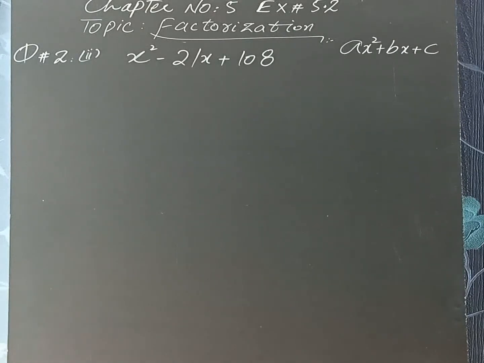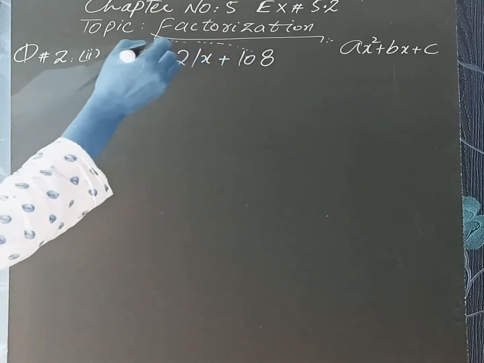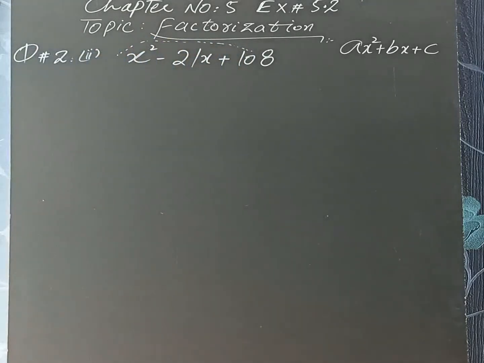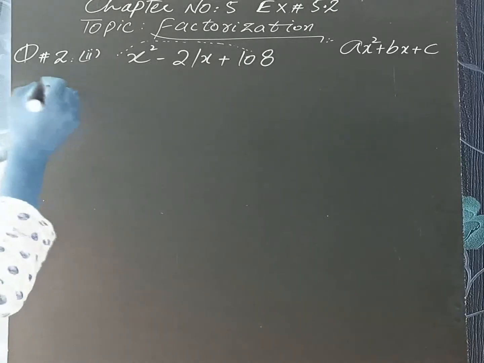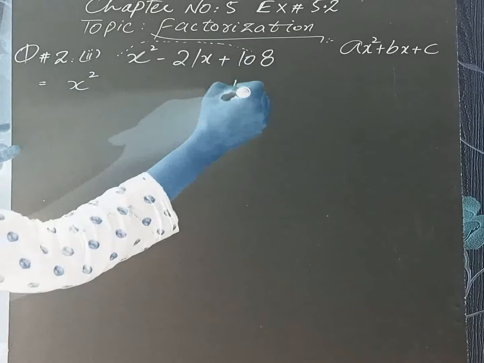Okay guys, now it's part 2. You can see this is an expression of this type. So we cannot take any two perfect squares from here. So we are going to do the middle term break again. First of all, we have to multiply this constant term 108 with this coefficient 1. It means this is 108. So this 108 will make the factors. Here first x squared and the last term I will write as it is.